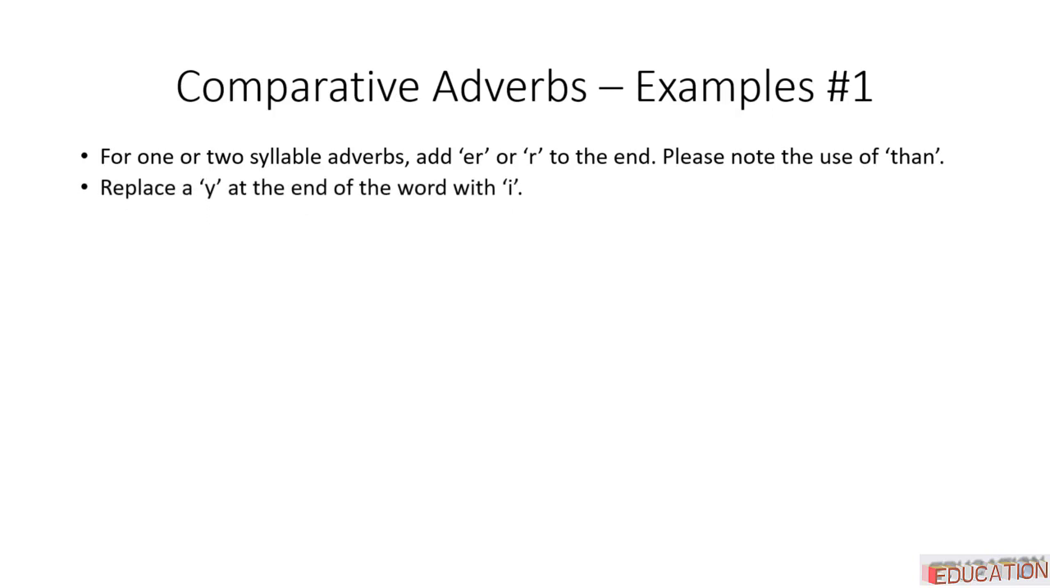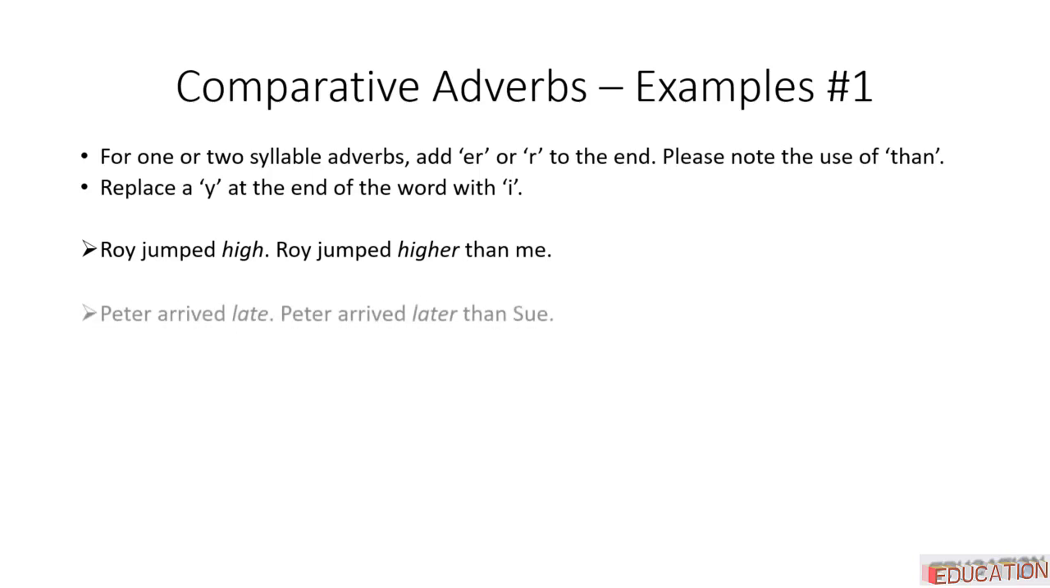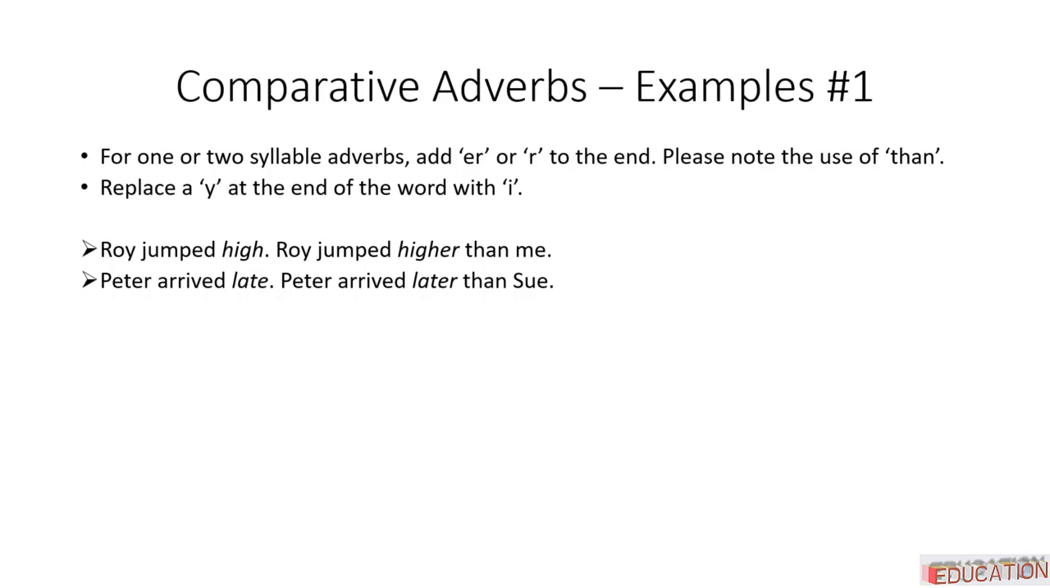And if the word ends in a y, we usually replace that y with an i before adding er. So Roy jumped high. Roy jumped higher than me. Peter arrived late. Peter arrived later than Sue. And please note here that late ends in an e, so we just add an r to it. We don't have to add another e and an r.